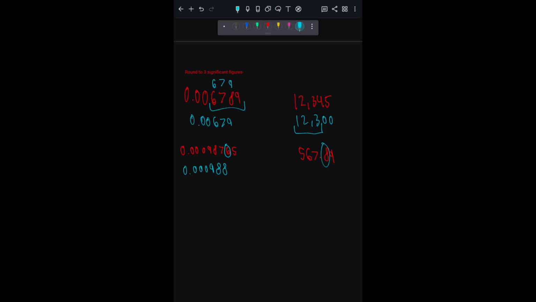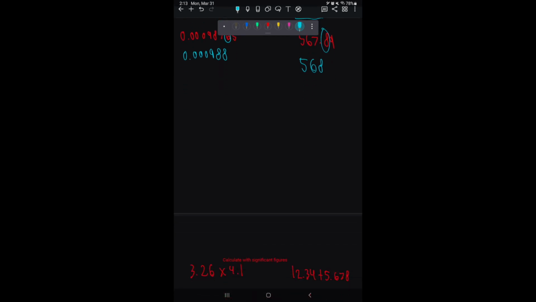It is greater than. So you're going to turn the 89 into a 0. Then you're going to add 1 to that 7. So it's 568. And there you go, 3 significant figures. I'm sorry if I'm being confusing at all. This is my first time recording this. And it is 2:13 a.m.